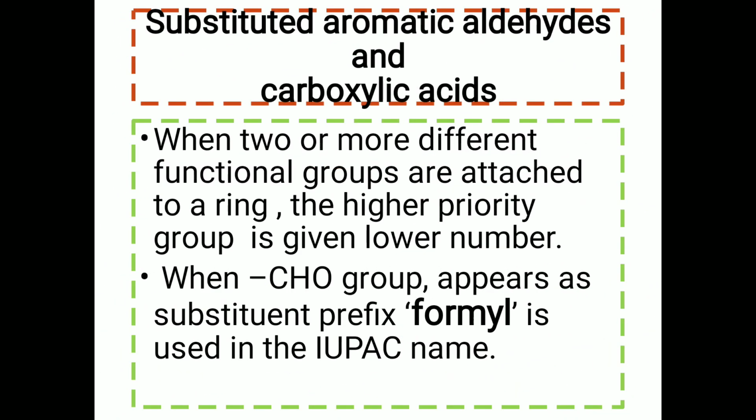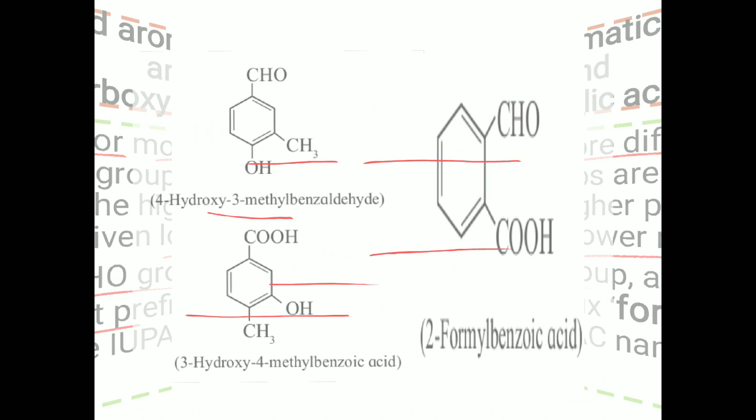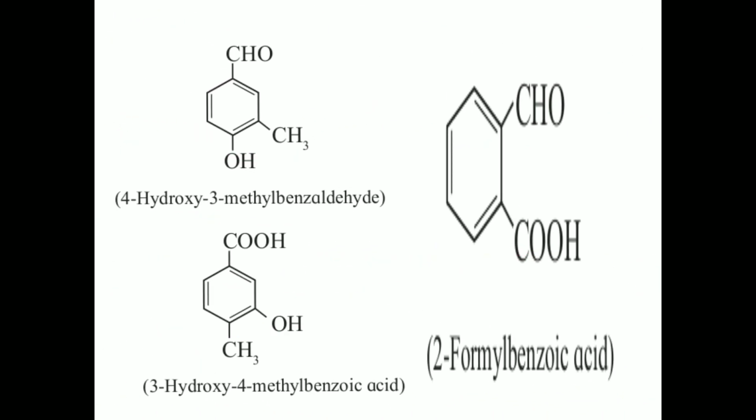Now there are some different rules for the substituted aromatic aldehydes and carboxylic acids. Now what are these rules we have to study? When two or more different functional groups are attached to a ring, then the higher priority group is given the lower number, and when CHO, that is the aldehyde group, appears as a substituent, then the prefix formyl is used in the IUPAC name. Now there are some examples of this.